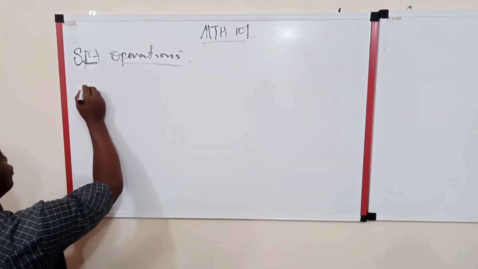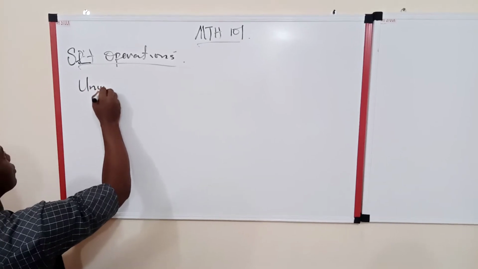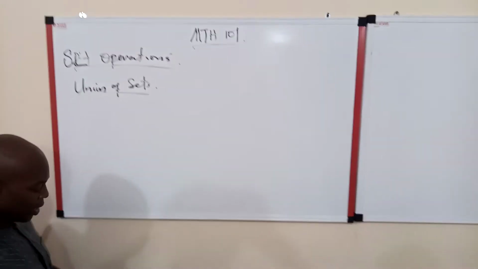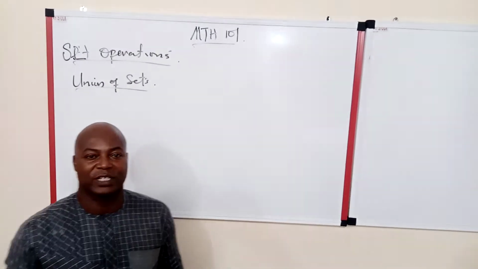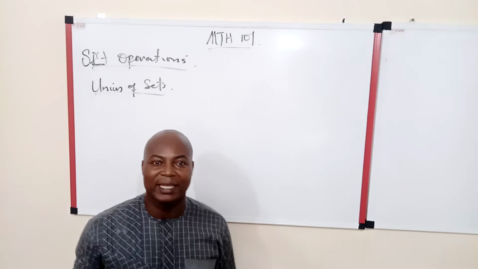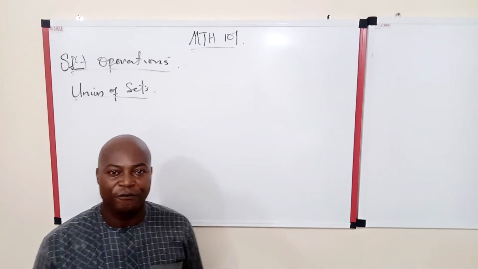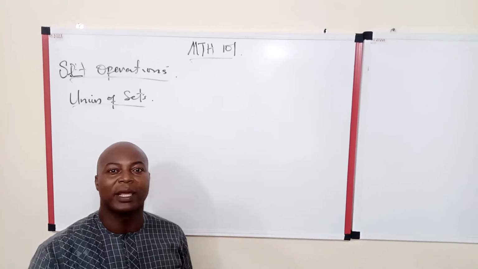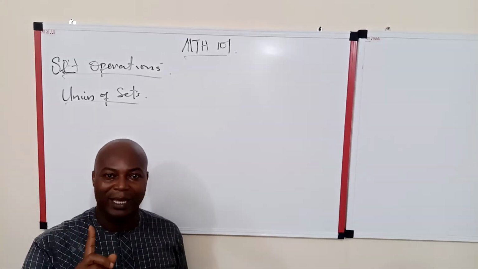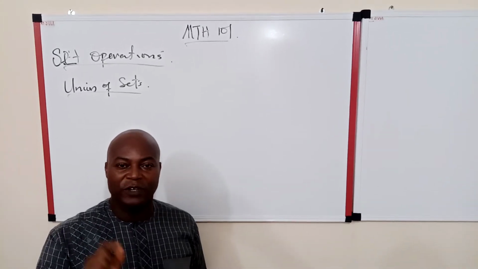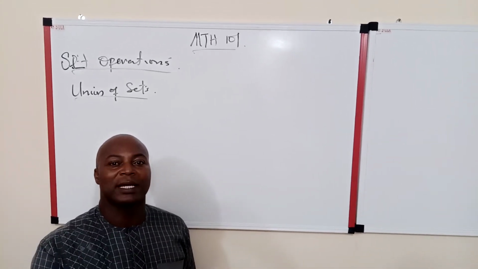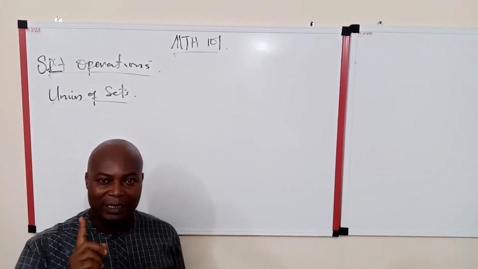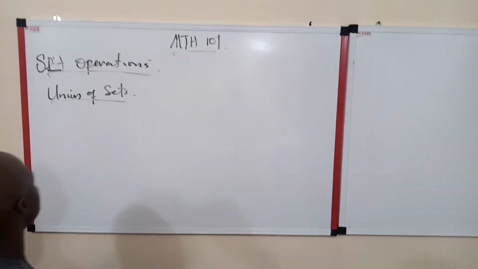First of all, the union of sets. Now, what do we mean by the union of sets? The idea is just a collection of elements from various sets that are into play or into consideration to form a set. The union of sets is a new set where elements from other sets are collected to form that new set. Let's consider some examples.